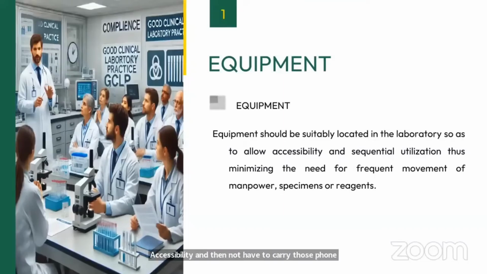Like one equipment I have maintained in this corner, the other equipment is in that corner. So I am taking the specimen from this corner to that corner. Again, I am missing some test, and again I am going from this corner to that corner. So this should be avoided. You should have an appropriate structure and layout of your laboratory so that you locate the equipment appropriately and there is no frequent movement of the manpower as well as the specimens and reagents. Minimal movement should be allowed.